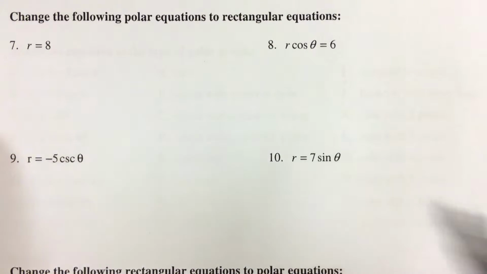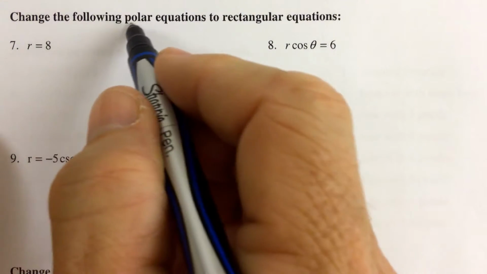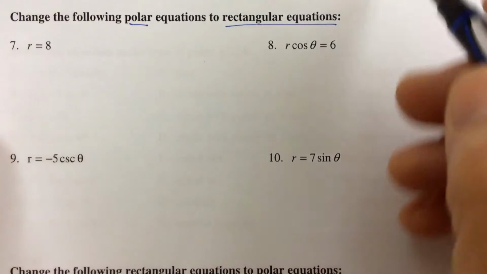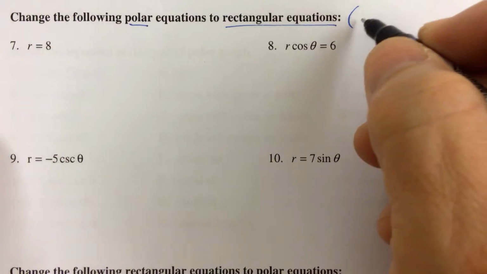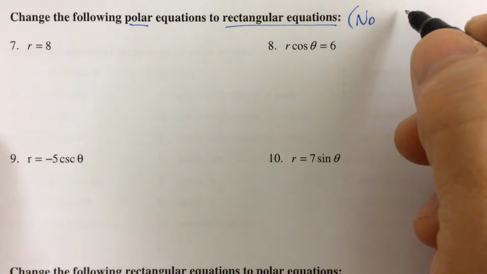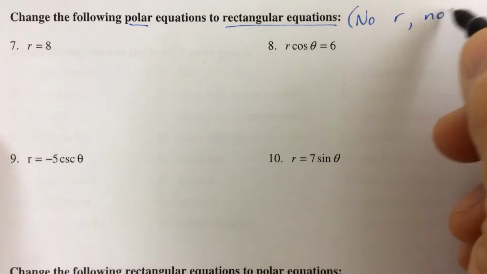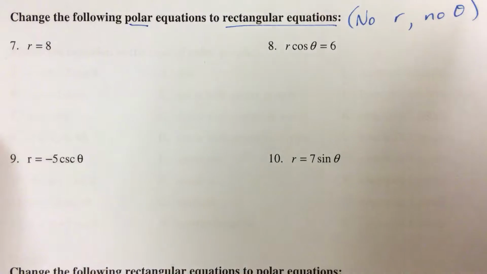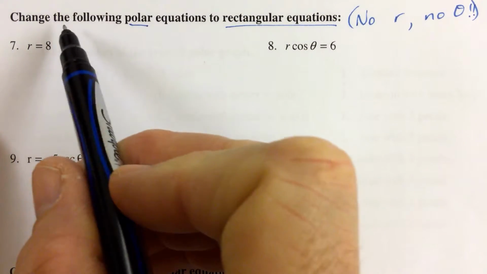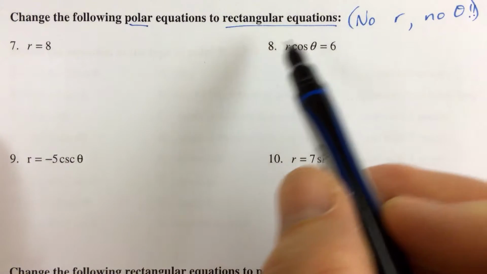For problem numbers 7 through 10, we're changing polar to rectangular. And the main thing that you need to remember is that you're not allowed to have any r, and you're not allowed to have any theta. I can't stress that enough because it says you're changing polar to rectangular.